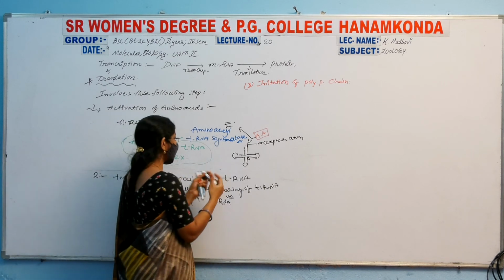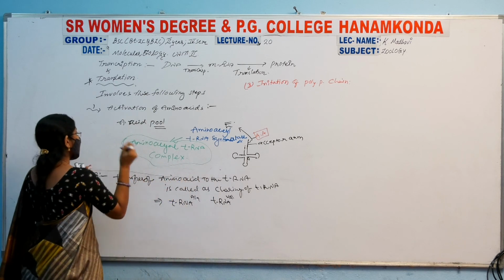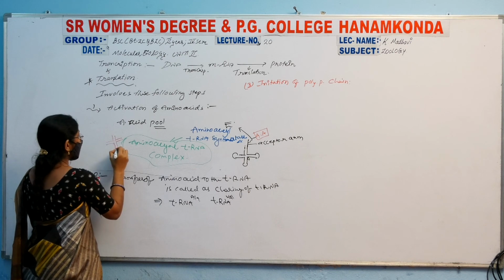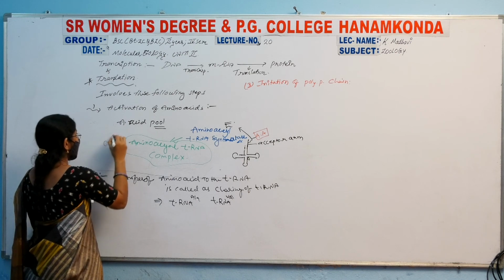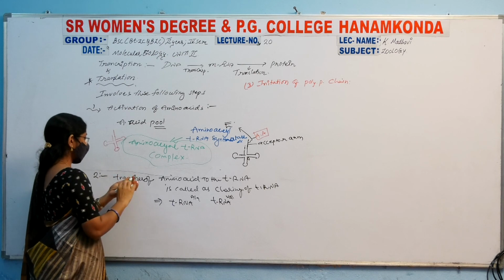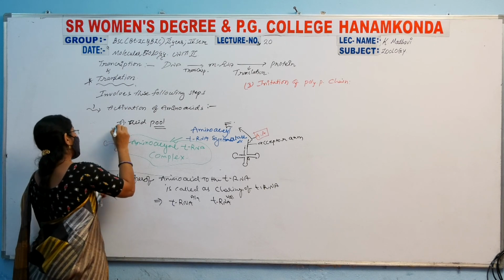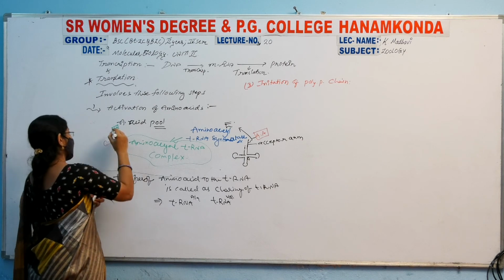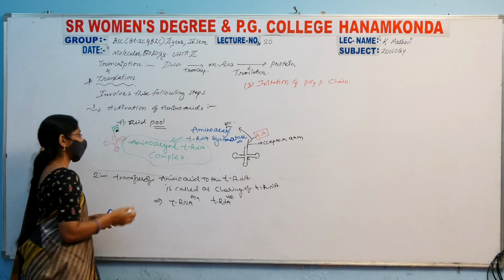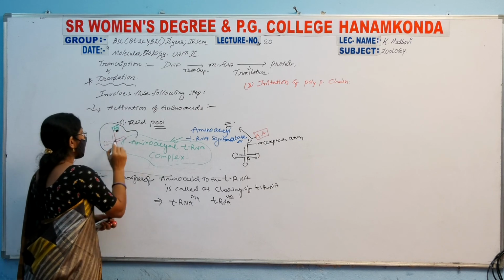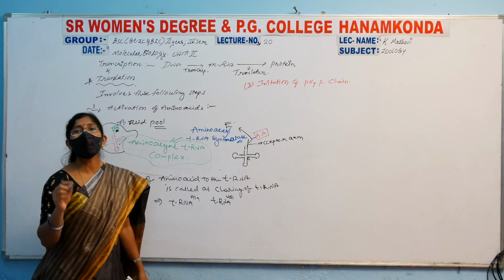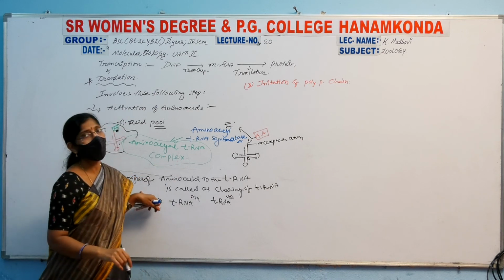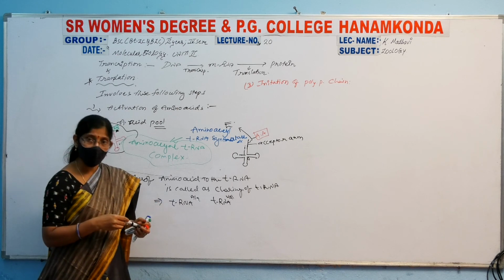How can we draw this complex? Let me draw it here. These are the arms of the tRNA. Here is the acceptor region. Here is the amino acid, and here is the presence of the amino acid synthetase enzyme. Now we get the amino acid tRNA complex. That's why the tRNA is now activated. This is the charging.